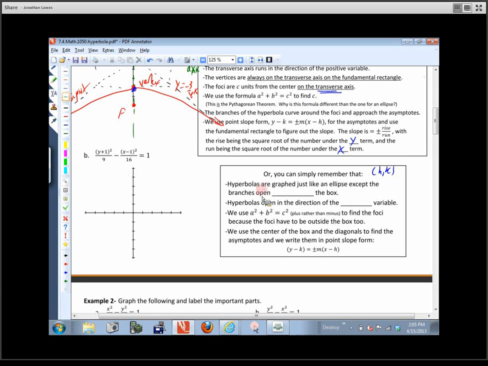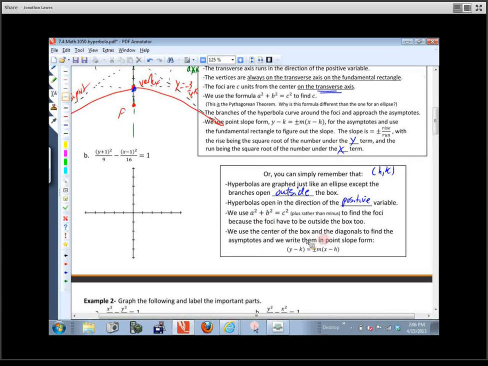Okay. Hyperbolas are graphed just like an ellipse, except the branches open outside. The branches open outside the box. So you're going to start it off the same way as an ellipse. You're just going to make sure that it opens on the outside of the box. Hyperbolas open in the direction of the positive variable. Okay? We use a squared plus b squared equals c squared to figure out where the foci are. Okay? And it's got to be plus so that we're outside that fundamental rectangle.